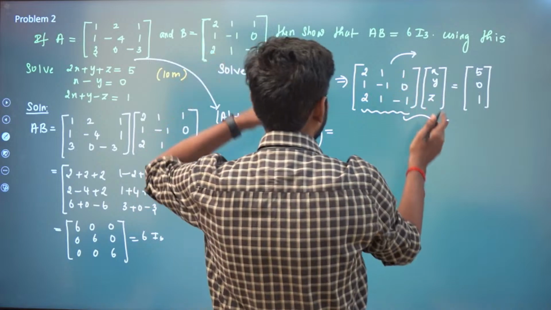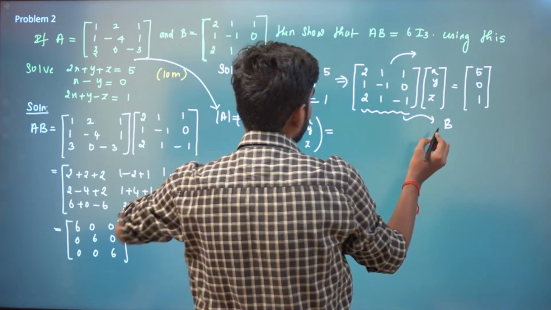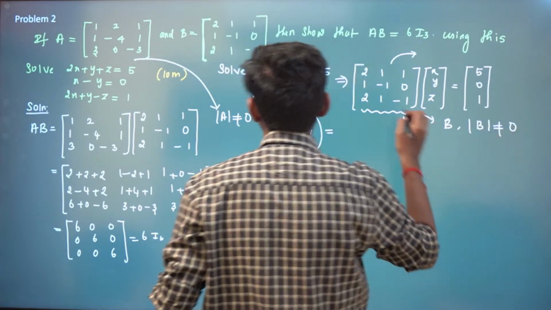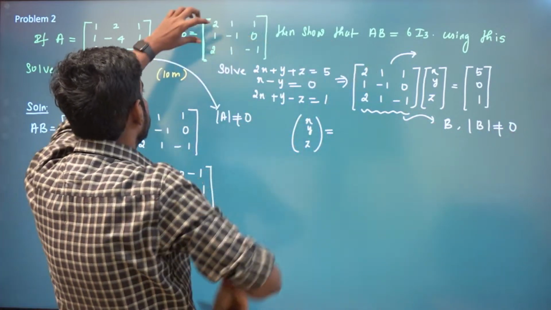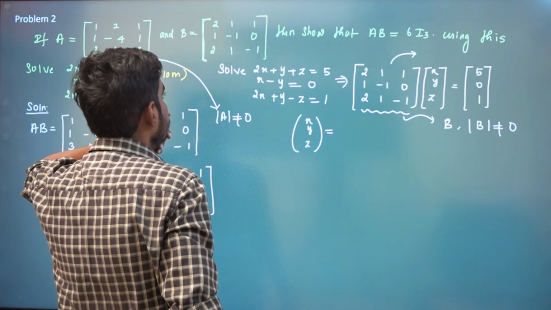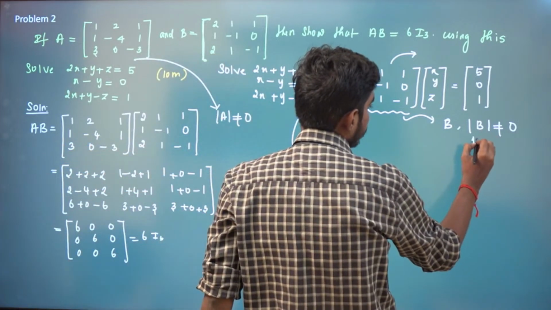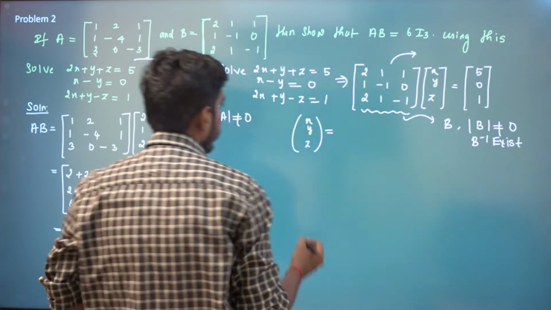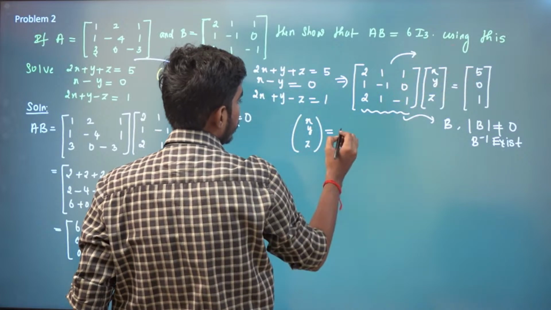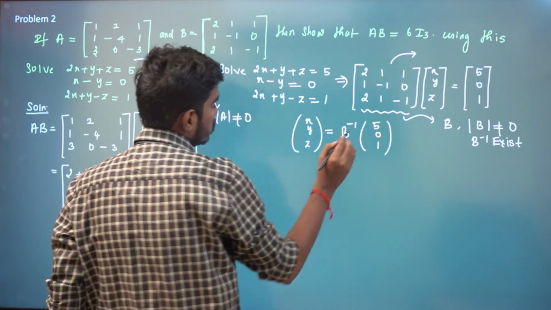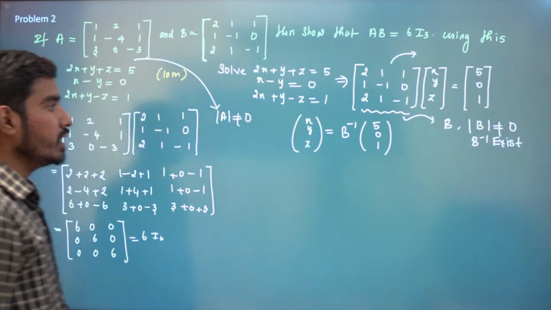2 1 1, 1 minus 1 0. This matrix is the B matrix. And for the B matrix, the determinant of B is not equal to 0, right? Just find the determinant for this matrix. So 2 times 1, so you will have 2 minus 1 times, yes, it will be non-zero. So that means B inverse exists, right? So x comma y comma z can be written as B inverse times 5 comma 0 comma 1. Now what is B inverse?